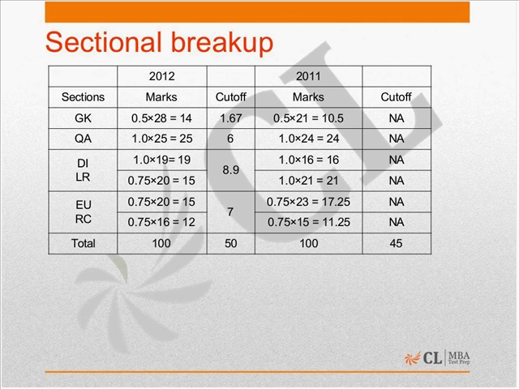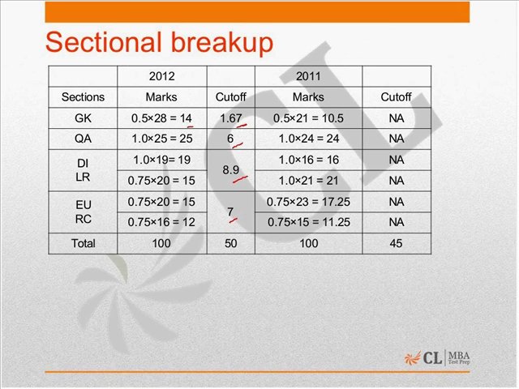Let's have a quick look at the last 2 years' papers. Okay? And this also gives you the sectional cutoff. So last year GK was a 14-mark affair with a sectional cutoff of 1.67. Quant had a sectional cutoff of 6 marks. DILR was one combined section. It has a sectional cutoff of 8.9. EURC was again a combined section, 7 marks.